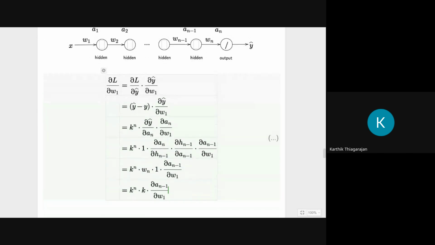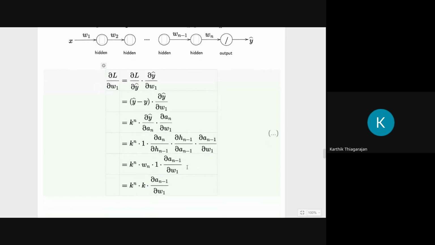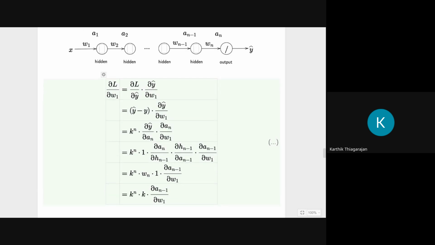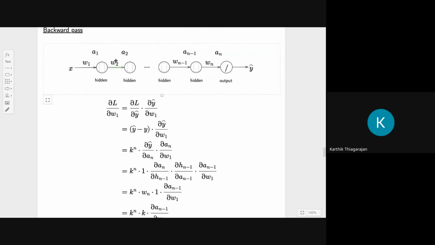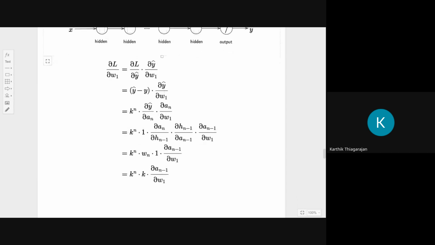Now there's a pattern here, and you should quickly figure it out. What have you done so far? You have gone one step back, from an to an minus 1. There you consumed one weight. If you go back one more step, you will consume another weight. So if you keep going back until this step, wherever my cursor is pointing to, you would have consumed n minus 1 weights. This is the catch.